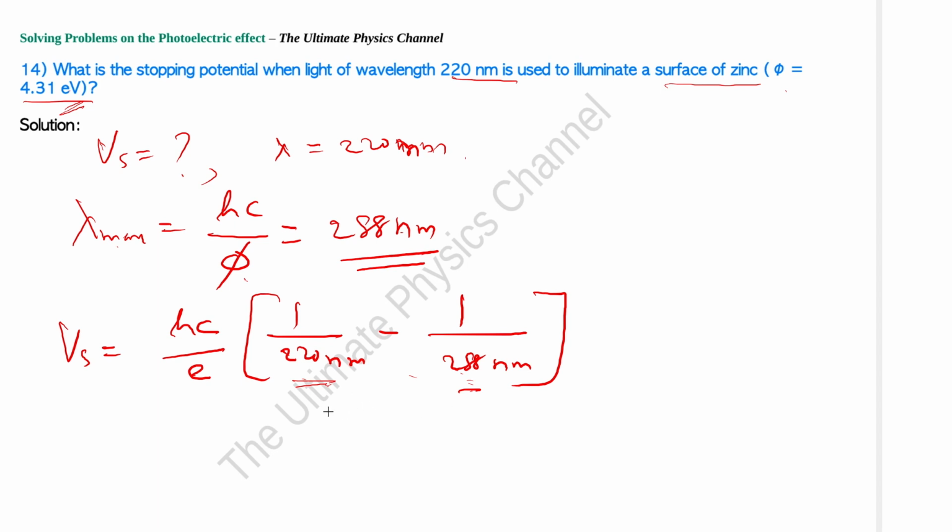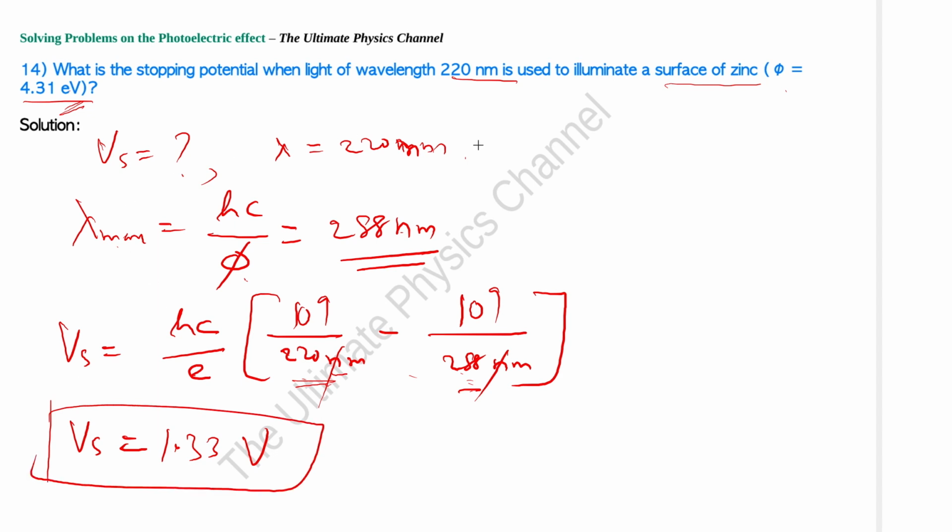If you plug in these numbers, the nanometers have to be converted into meters, so it is 10 power minus 9 in the denominator, opposed to 10 power 9 in the numerator, so the nano part is taken care of. Then if you plug in these numbers, finally you get Vs as 1.33 volts. That is the answer to this question. So let's move on to the next problem.